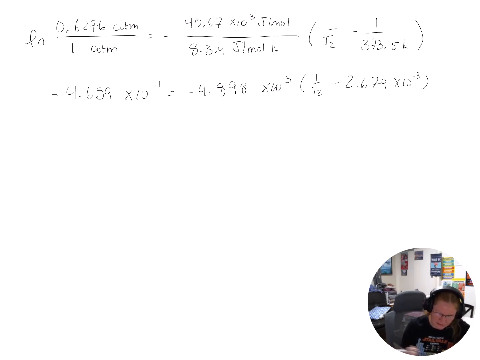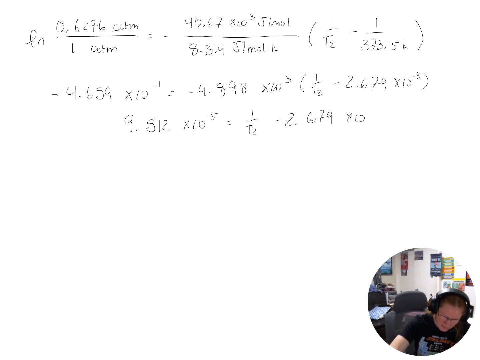We can continue scrunching things together. I'm going to get 9.512 times 10 to the negative fifth is equal to 1 over T2 minus 2.679 times 10 to the negative third. Continuing to combine like terms, we get 2.774 times 10 to the negative third equals 1 over T2.